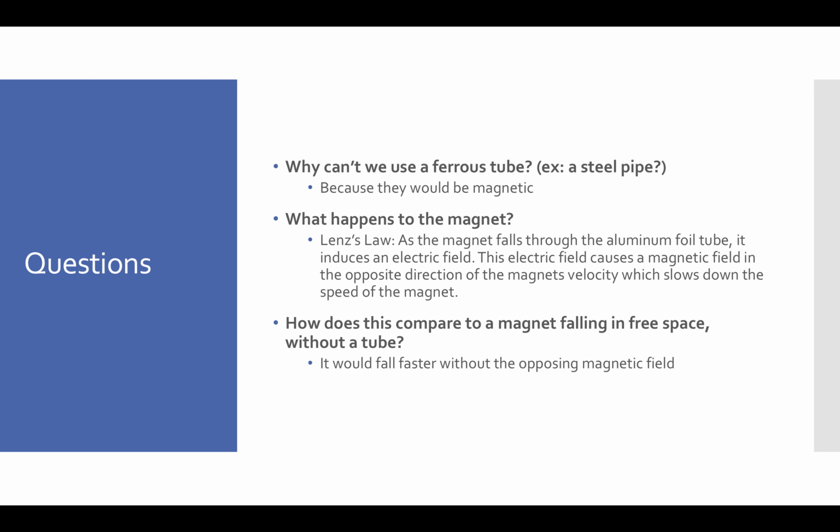How does this compare to a magnet falling in free space without a tube? Well, basically, as I said in the previous question, the magnet is going to fall slower with that tube as opposed to without it.